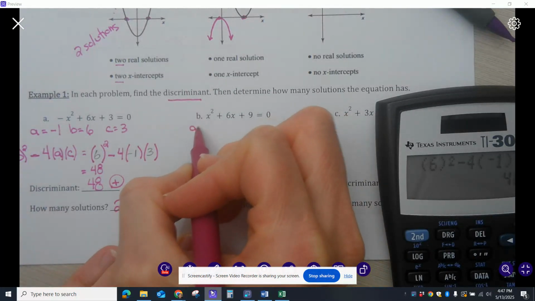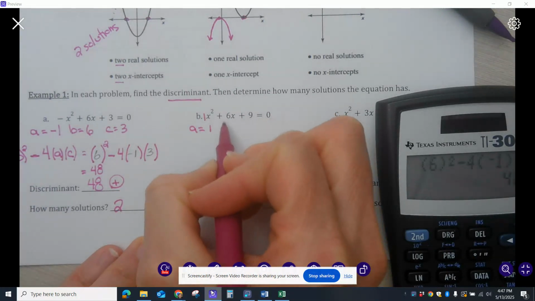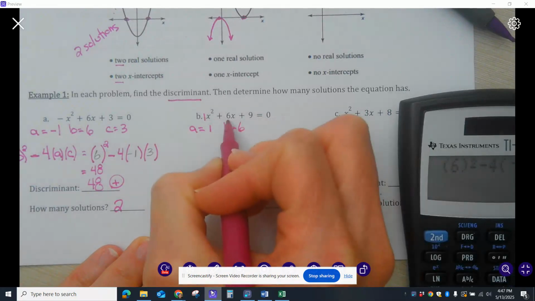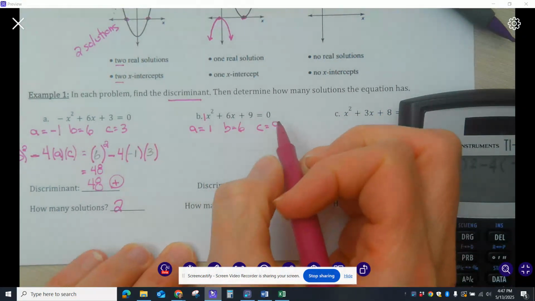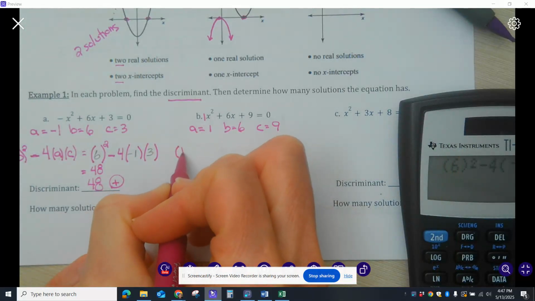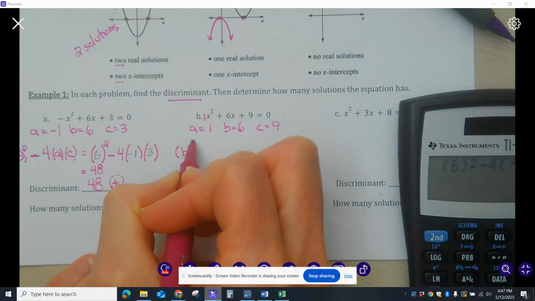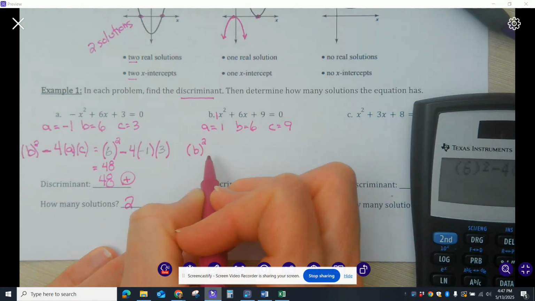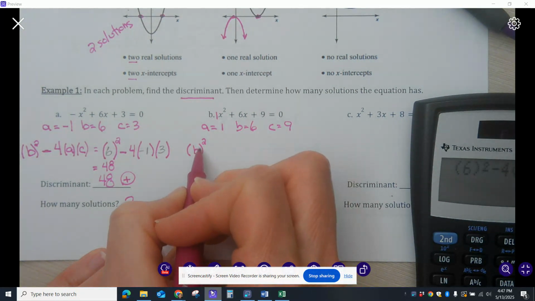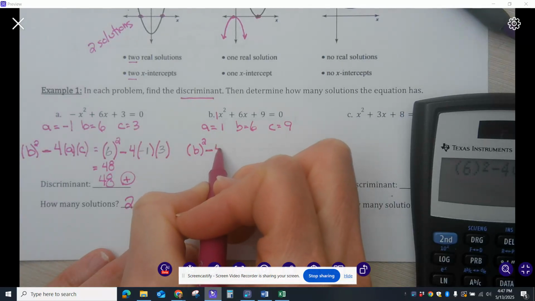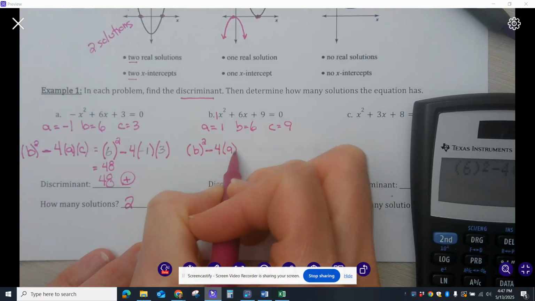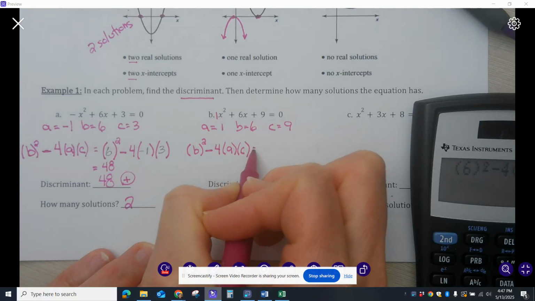A equals 1, that invisible 1. B equals 6. Coefficient in front of the x, and C equals 9. Now copy your formula again. Copying it will help you memorize it. This time I want you to wrap it up in parentheses from the very beginning. So notice I wrapped up my b squared in parentheses, minus 4, parenthesis a, parenthesis c.